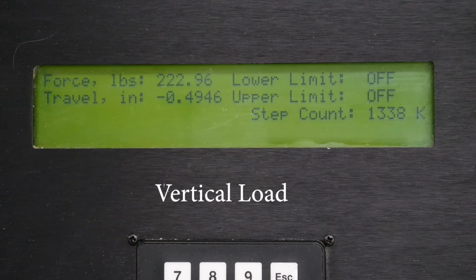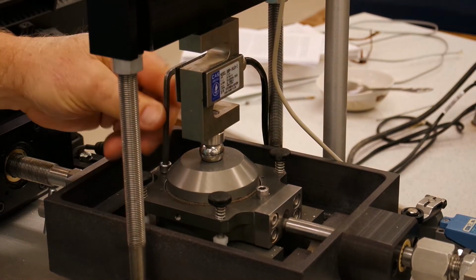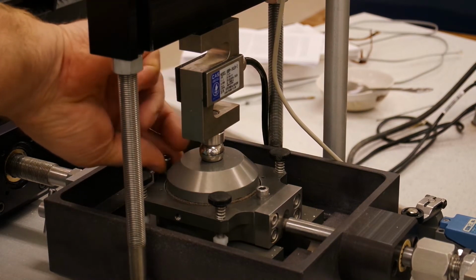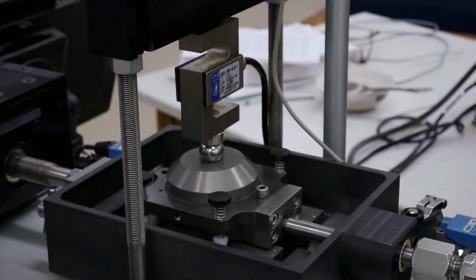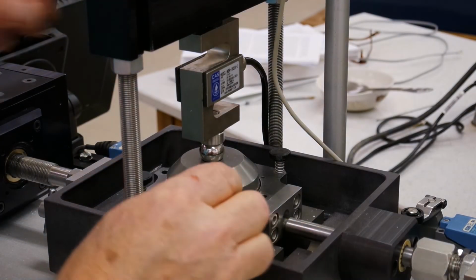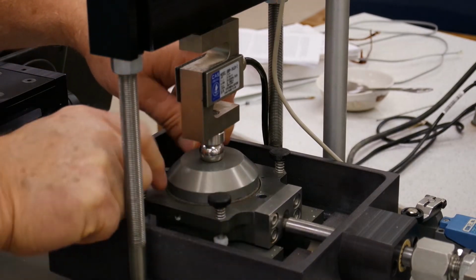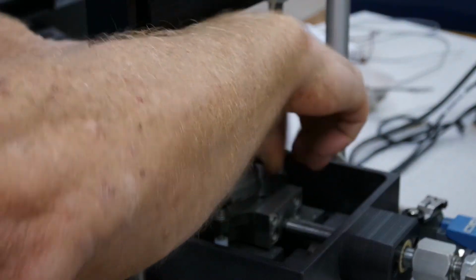Once the vertical or normal load is applied, we will remove the alignment pins between the top and bottom portions of our shear mold. Then we will screw down the separation screws to separate the top and the bottom portion of the mold to get rid of any friction that may occur. Once this is done, we are ready to run our test.